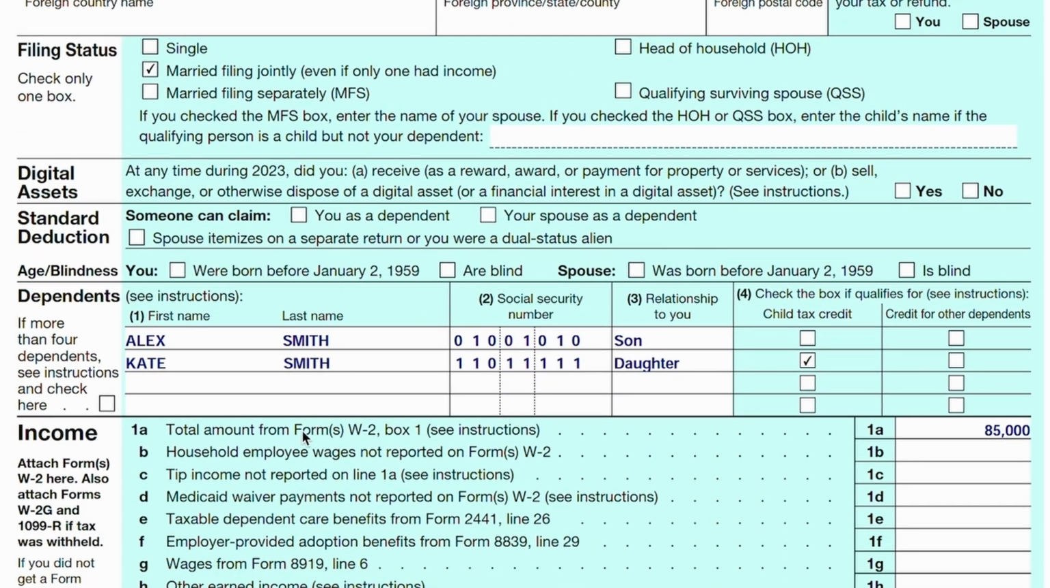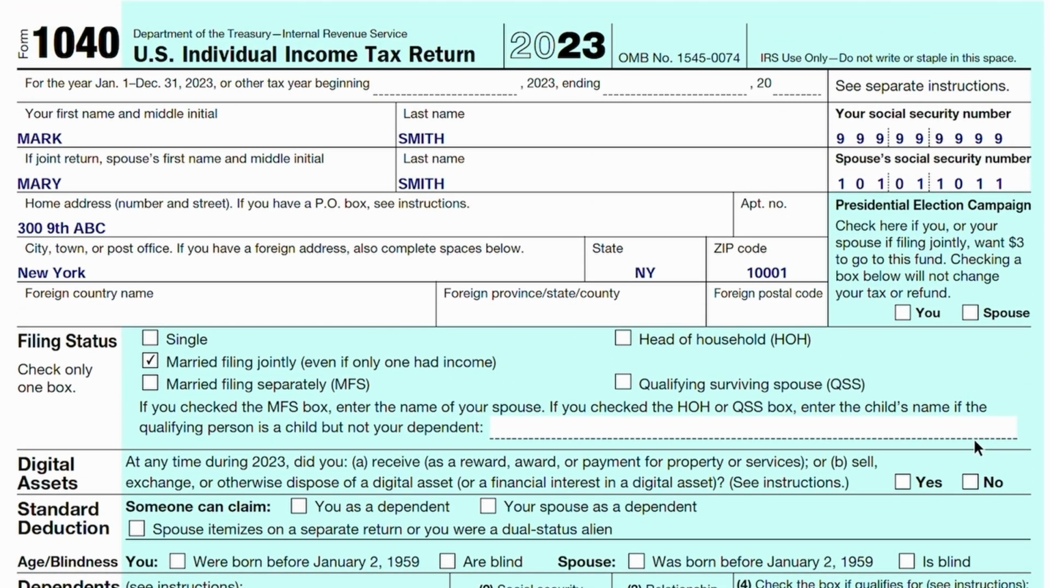For example, if you are a salaried individual, you will be receiving W2. W2 is the form issued by your employer. So if you are a salaried professional, you will receive Form W2, and that income from Form W2 will be reported on line 1 on your Form 1040, which is your individual income tax return.